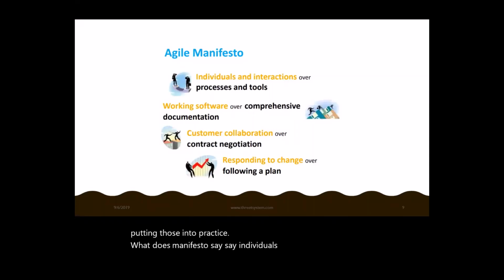So what does the manifesto say? Individuals and interactions over processes and tools. Working software over comprehensive documentation. Customer collaboration over contract negotiation. Responding to change over following a plan.